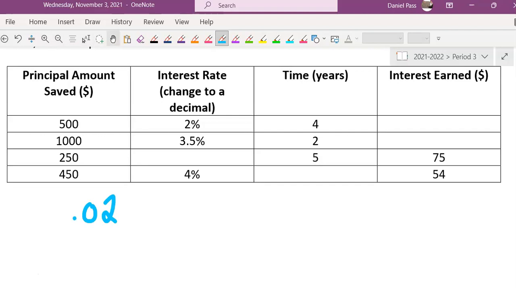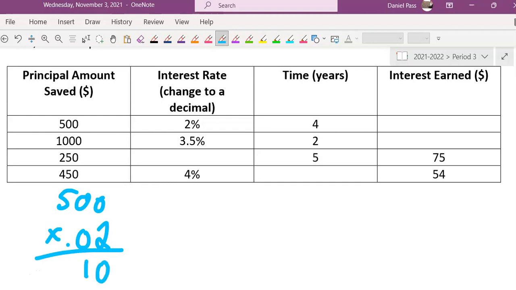Okay, next step I did is multiply 500, which is the principal amount, times 0.02. What do we get? 10. That gives us $10. Okay, good. Are we done? Nope, you've got to multiply by the time, which is the years, which is 4, so you get 40. Right. So then we got 40. Cool. Okay, next one.